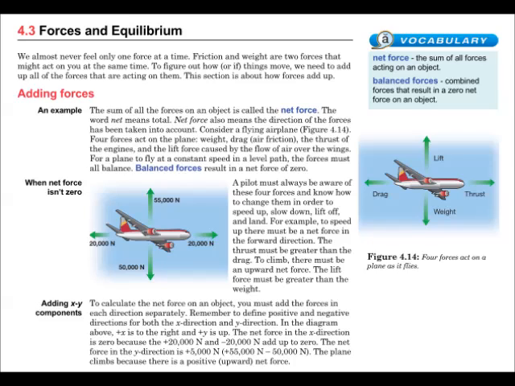To calculate the net force on an object, you must add the forces in each direction separately. Remember to define positive and negative directions for both the x direction and the y direction. In the diagram above, the plus x is to the right and the plus y is up. The net force in the x direction is zero because 20,000 newtons and negative 20,000 newtons add up to zero. The net force in the y direction is plus 55,000 newtons minus 50,000 newtons. The plane climbs because there is a positive upward net force.